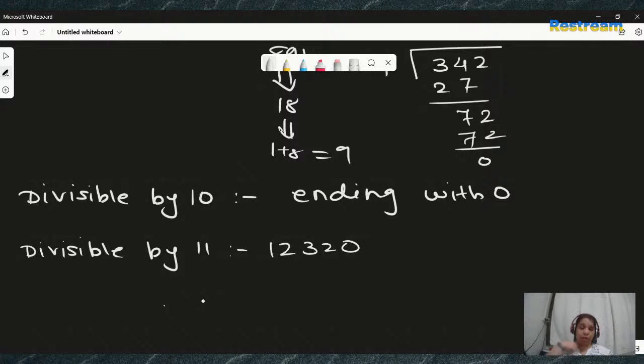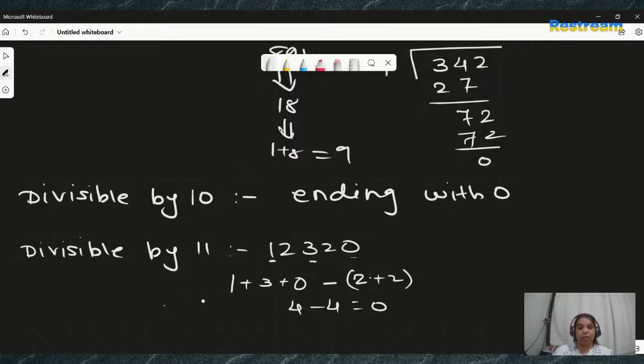I will explain to you what it means. So what I'm going to do is I'm going to take 1. Okay, this is at first place. Then I'm going to take 3. Then I'm going to take 0. Okay, minus 2 plus 2. So I have 4 minus 4, which is equal to 0. So this number is definitely divisible by 11.